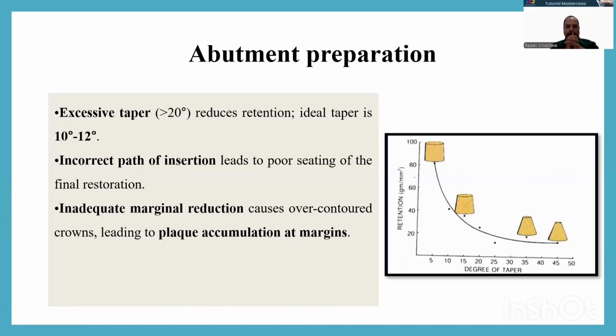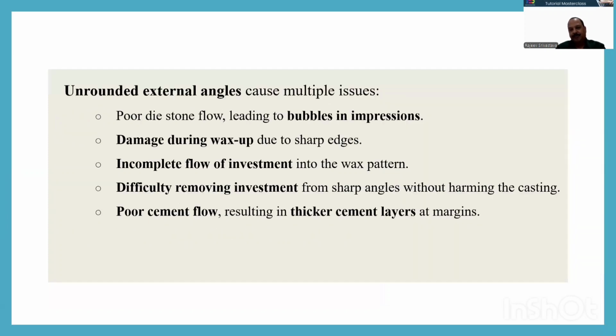So for design failure, you have to see what your taper is. As I already told, the correct taper should be maintained. That is 10 to 12 degrees. Then a definitive path of insertion, then your correct marginal placement. All these things will be taken care of at the time of abutment preparation, so that an adequate design can be given.